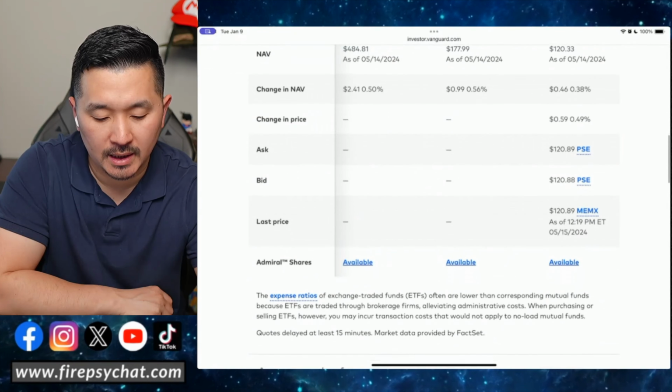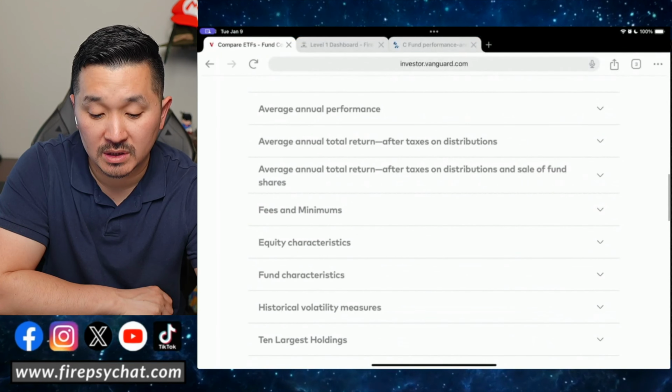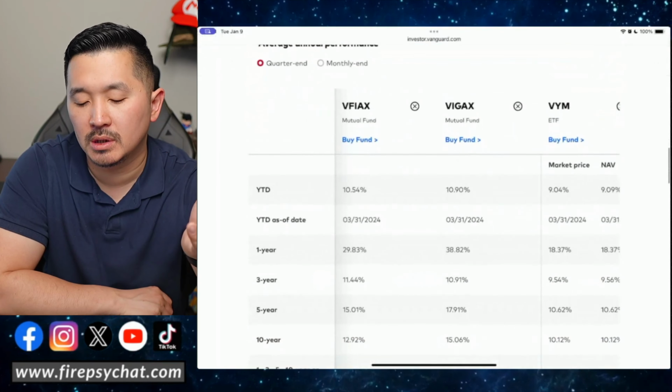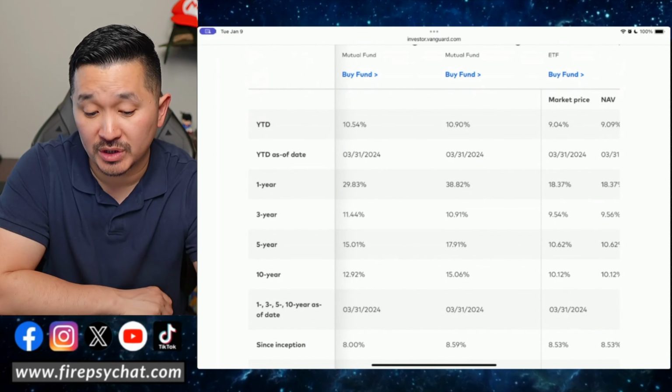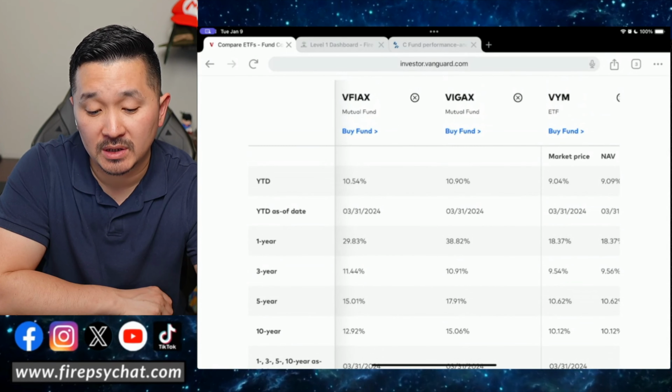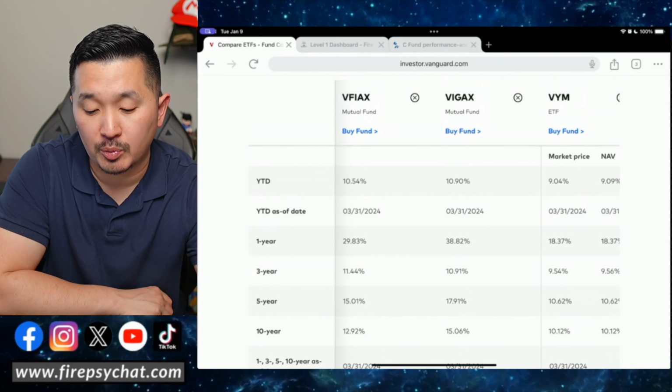And you can look at like the average annual performances between these. I wouldn't choose based on which one performs the best. You can always kind of do some more research between these funds. Maybe this one is outperforming the other one.